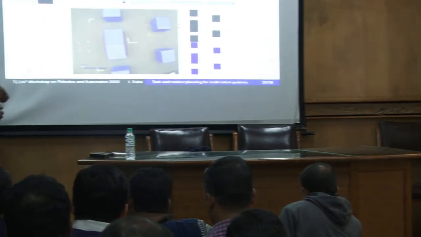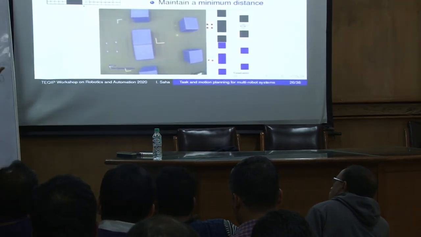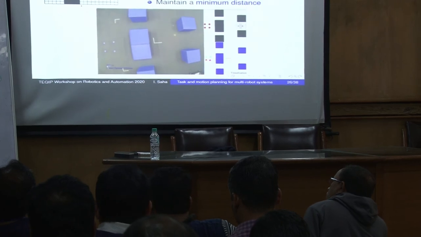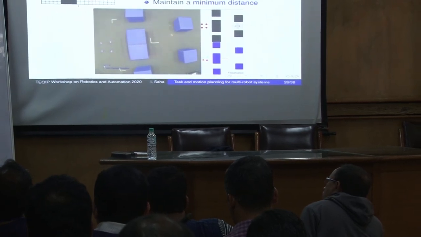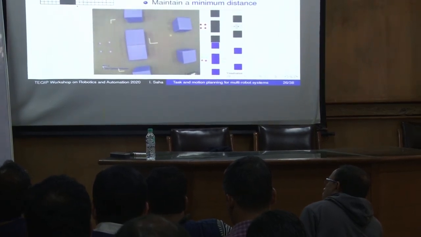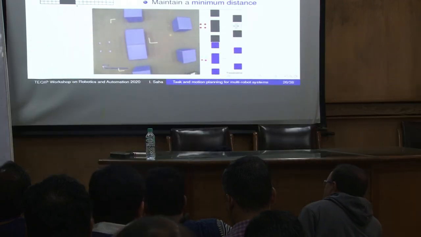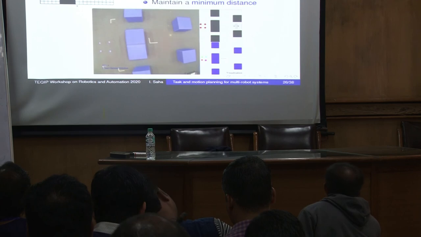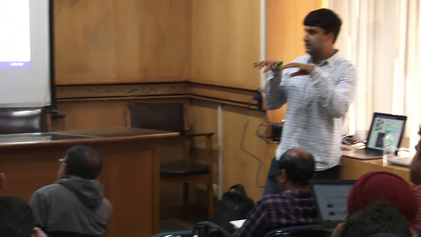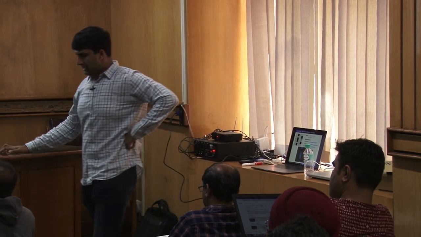There are some additional requirements: when they move, they have to be in a rectangular formation, so they always have to be in a rectangular shape together. And then they have to maintain a precedence relationship, that means no robot should overtake another in any direction. They also have to maintain a minimal distance.